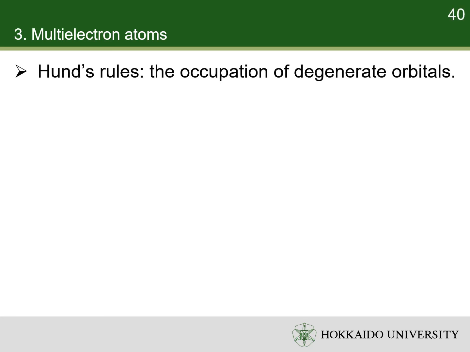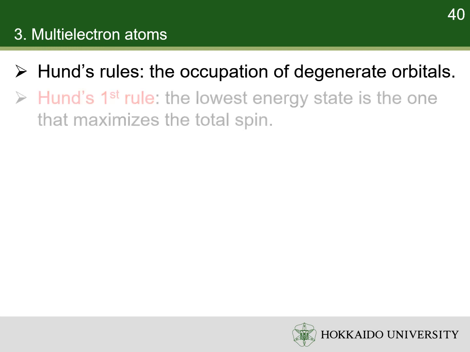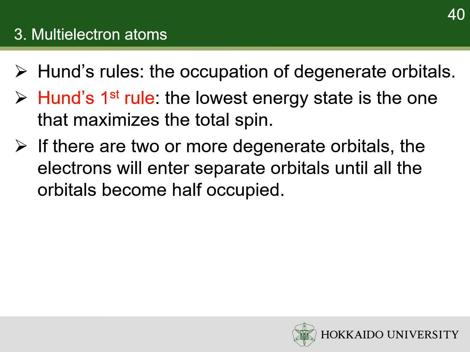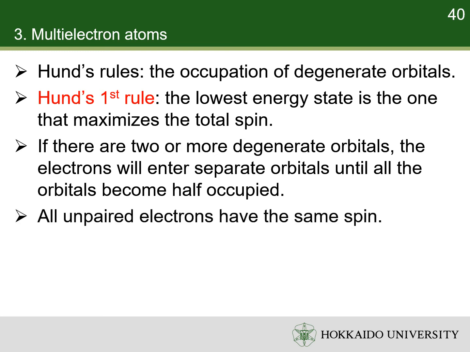Hund's rules determine how electrons occupy degenerate orbitals. In general chemistry, we will only discuss Hund's first rule. It says that the lowest energy state is the one that maximizes the total spin. The consequence of Hund's first rule is that, if there are 2 or more degenerate orbitals, the electrons will enter separate orbitals until all the orbitals become half-occupied. All unpaired electrons in half-filled orbitals have the same spin.